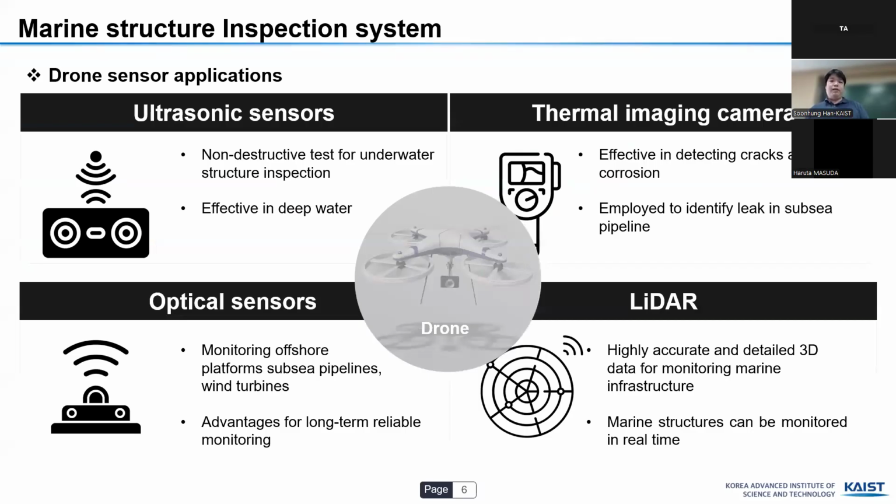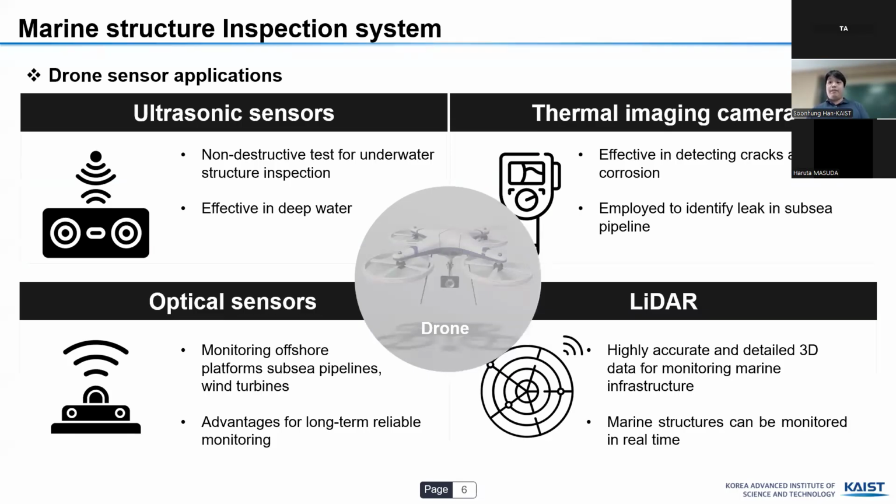So for this project, we are applying drones with sensors, like ultrasonic sensors, which is a non-destructive test for underwater structure inspection, and it is effective in deep water. And optical sensors for monitoring offshore platforms, subsea pipelines, and wind turbines, which have an advantage for long-term reliability monitoring.